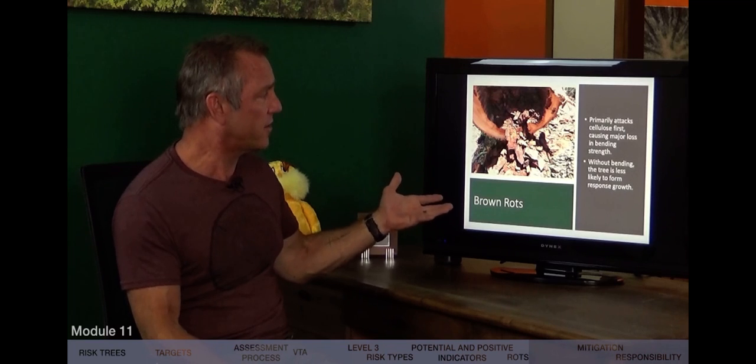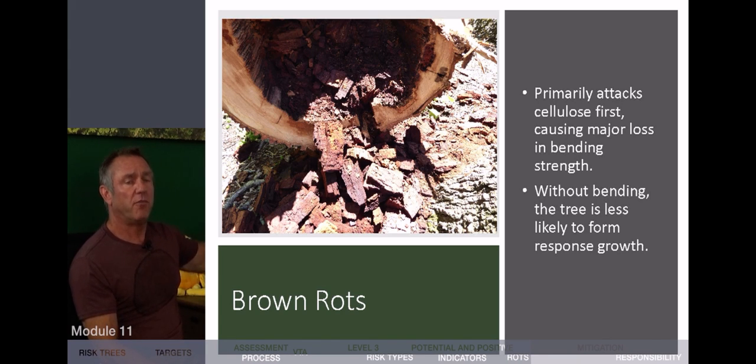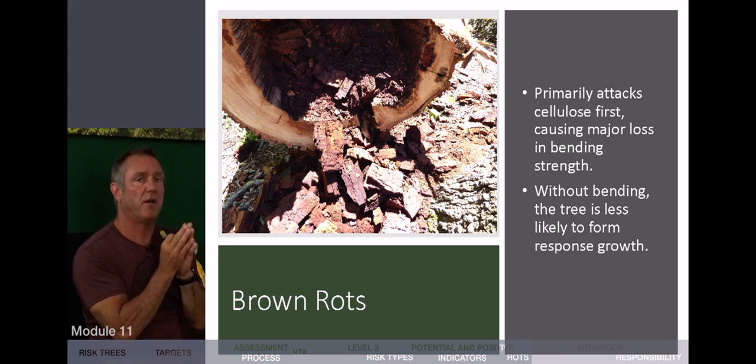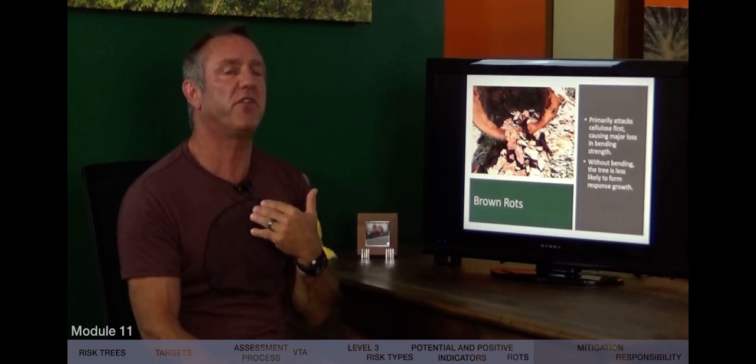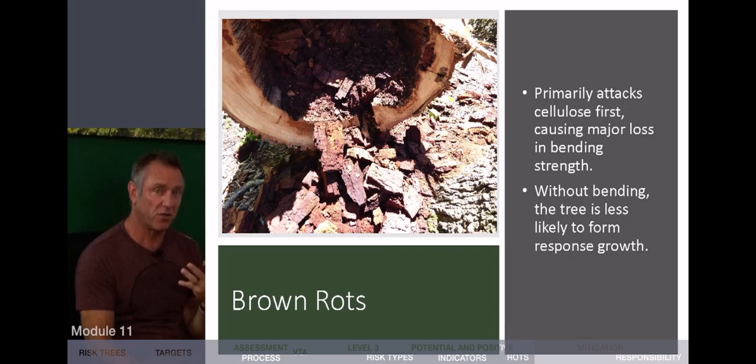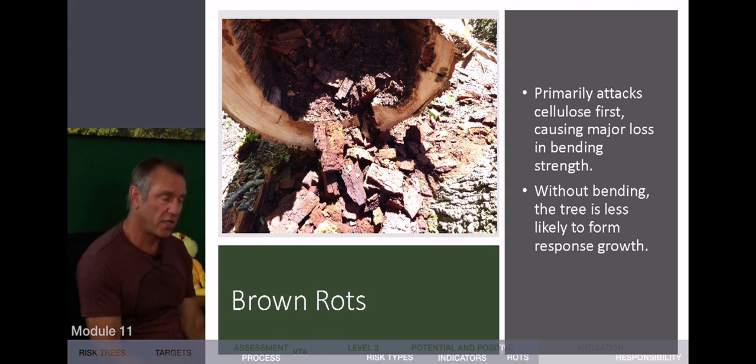Now, brown rots are typically blocky, cubical rots that are characterized by attacking the cellulose first, which is kind of the string or the rebar in the tree, and so the tree is unable to bend or loses its bending strength. As a result of that movement, the tree's more likely to buckle or fail with brown rots. So those are two distinguishing characteristics. White rots primarily attack the lignin first. Brown rots typically attack the cellulose first, which causes a loss of bending strength.